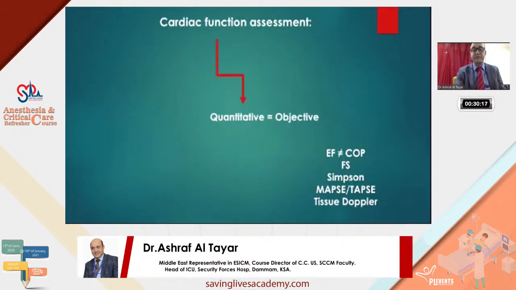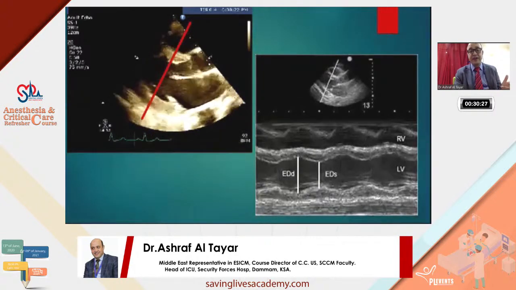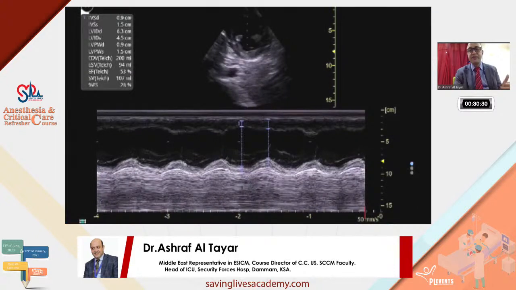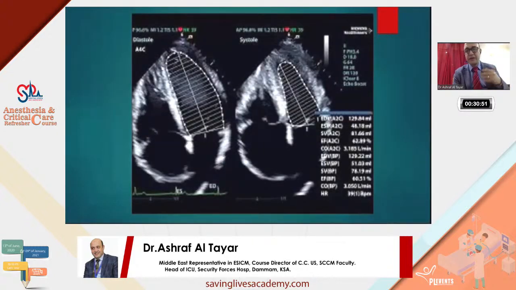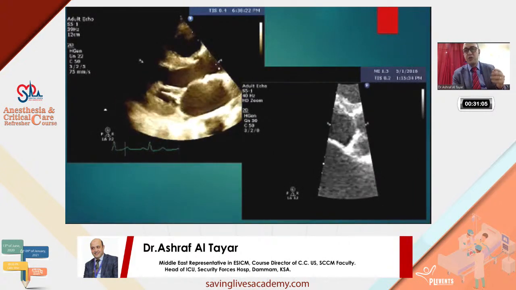But sometimes you need quantitative measurements to measure the cardiac output, and this is very easy in this parasternal long axis when you have the M mode, and then you can measure the ejection fraction and fractional shortening. Both of them can be reflectors of systolic function, but ejection fraction doesn't equal cardiac output, because ejection fraction is a regional systolic function assessment where you put the line and here you estimate the ejection fraction. Simpson can be better, but there are a lot of drawbacks of Simpson, in that you have to have a very good orientation of the endocardium all over during the systole and diastole, which can be a little bit of a difficult job in ICU patients.